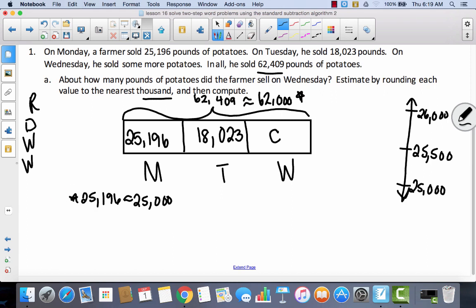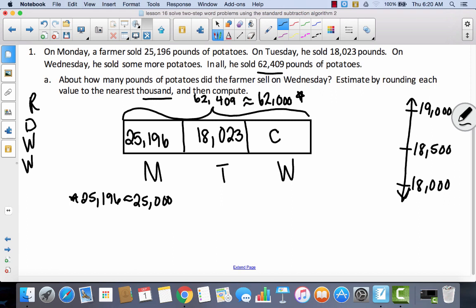Make sure that you are writing this on your paper. You don't have to write the vertical number line, but I do want you to write the estimate on your paper. All right, we're going to estimate one more. So I have 18 thousands and 18,023. What's one more than 18? Well, 19. What's halfway between 18 and 19,000?